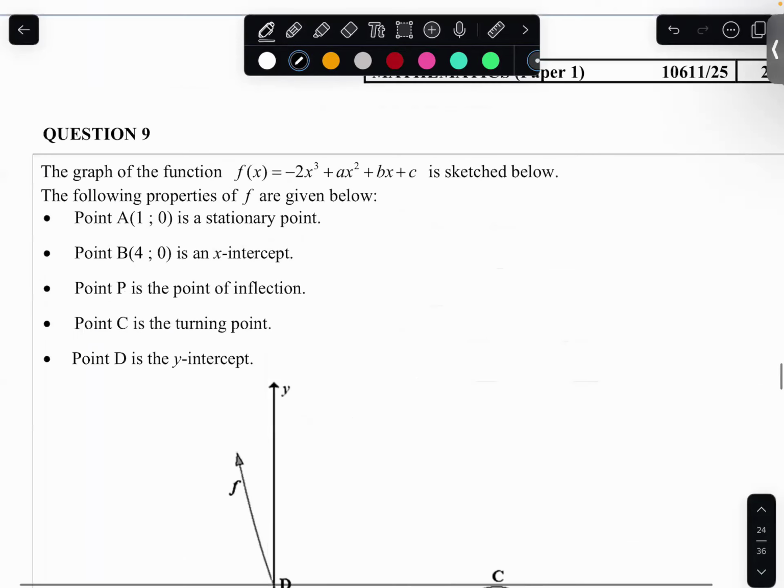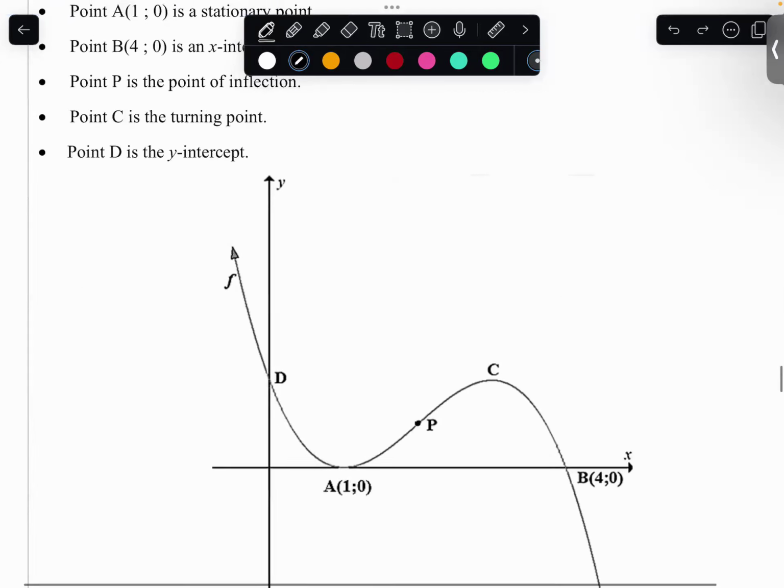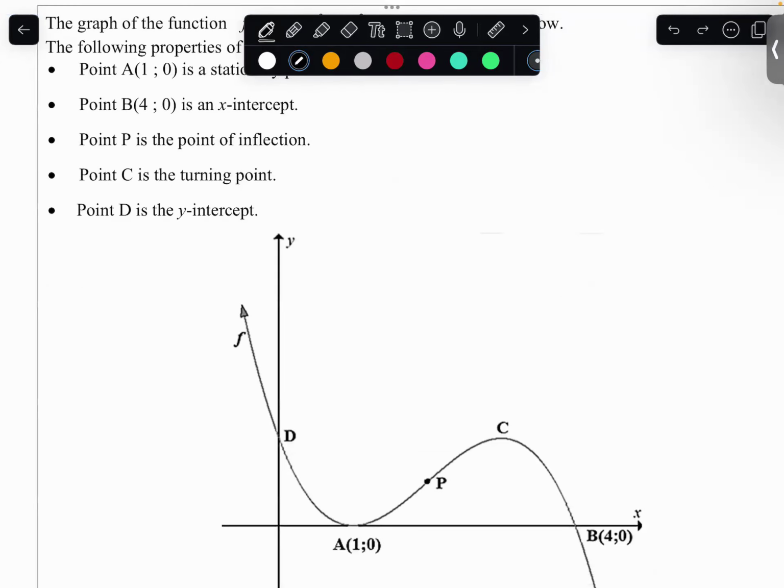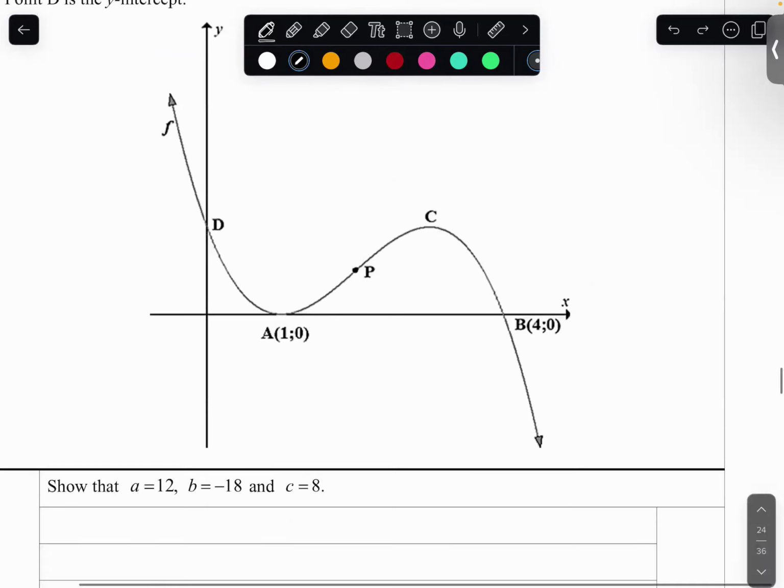Question 9. The graph of the function f of x is equal to minus 2x cubed plus ax squared plus bx plus c is sketched below. In the video where I teach this section, I said be careful of this, and I hope you go back to that video and watch that explanation again. The following properties of f are given. Point A is 1 and 0, and it's a stationary point, meaning a turning point. Point B, 4 and 0, is an x-intercept. Point B is the point of inflection or the point of concavity. Point C is a turning point. And point D is the y-intercept. Easy, easy, easy.